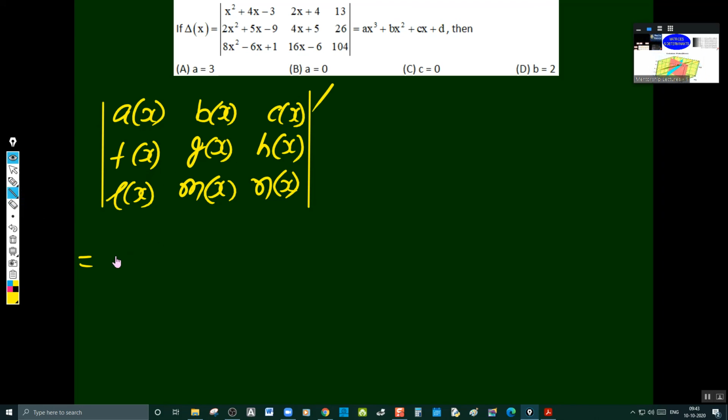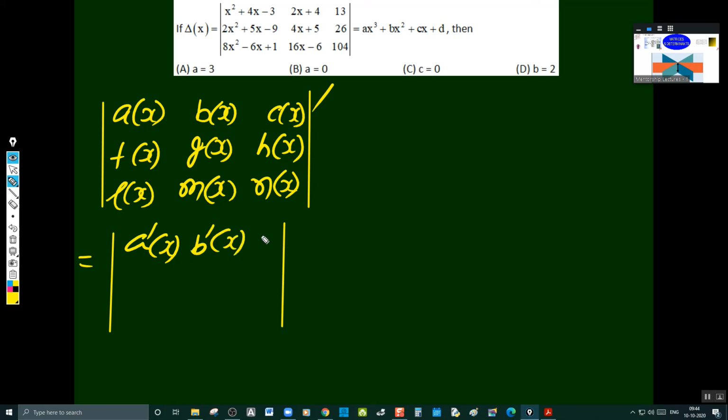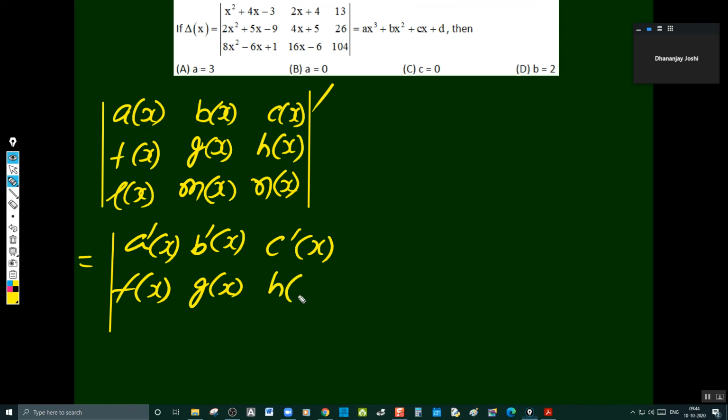So let us see, if you want to find out the derivative of the determinant, then what is to be done? Just write the derivative of the first row, A dash of x, B dash of x, C dash of x, and the rest of the rows as it is. This is what Srivardhan was saying. Yes, sir. Then plus the second row derivative, I'm reminding you this concept.